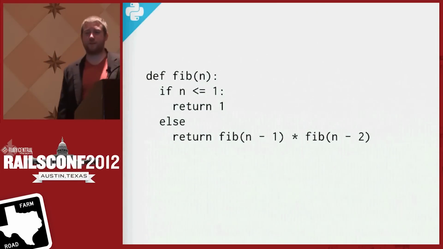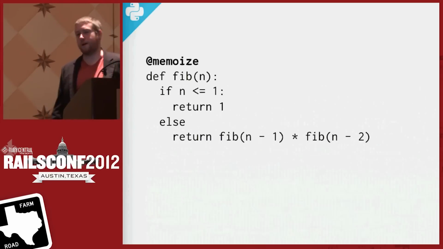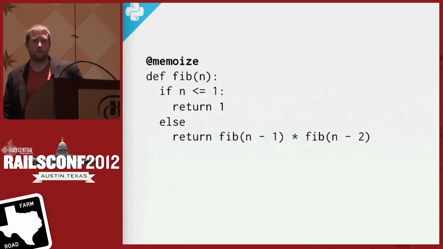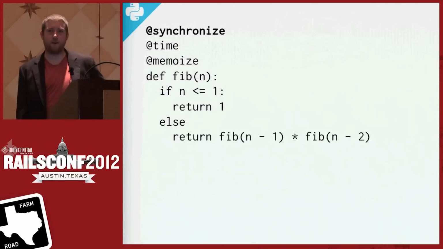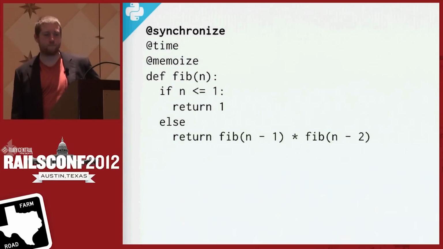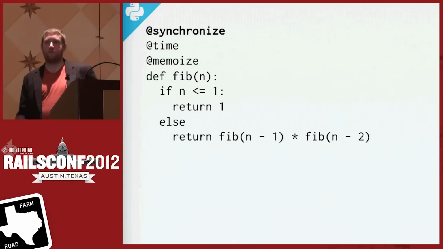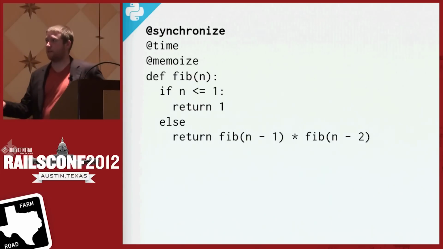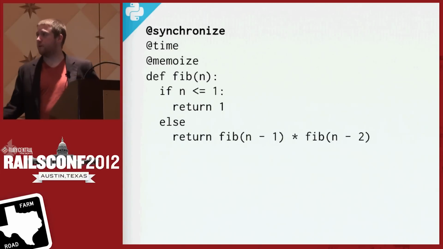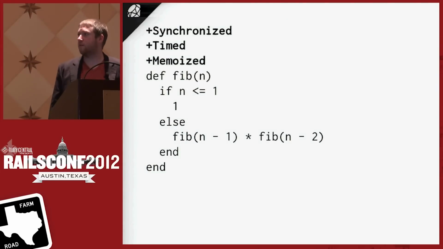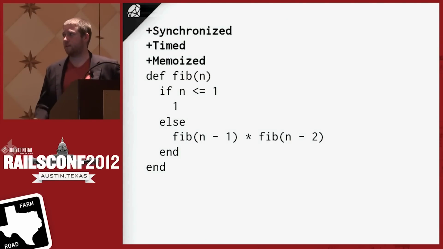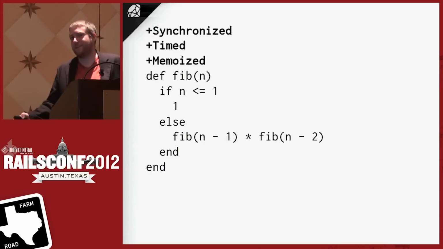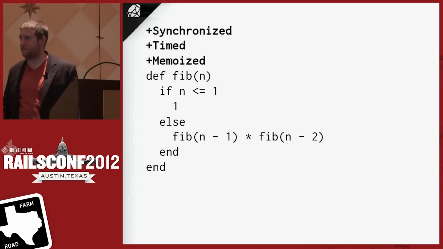So let's look at this Fibonacci example in Python. We have Fibonacci, and we want to memoize it. We put @memoize. We want to time it. We put @time. We want to synchronize it. We put @synchronize. And that's the end of the story. So what we're going to take the next few minutes to do is see how we can do the same thing in Ruby and have it look like this. Notice that the ats have become pluses, and the name of the decorator is capitalized, indicating that it's a class, but otherwise it's the same syntax.